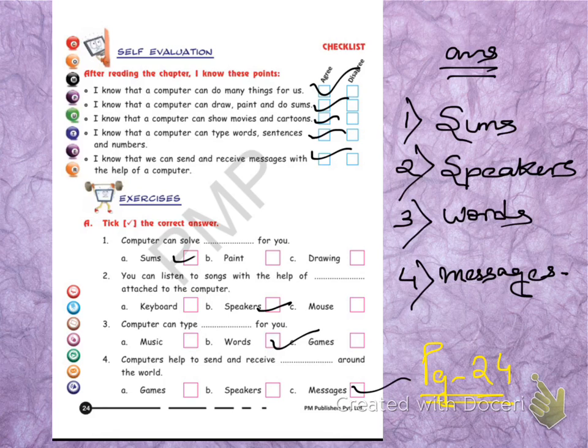So now, children, please come to tick the correct answer. Okay. We are going to solve tick the correct answers now. So which one we are solving now? Tick the correct answers. This is what we are going to solve now. Now, computer can solve dash for you. What computer can solve for you? Computer can solve sums for you. So what will the computer help you to solve? It will help you to solve sums. Okay. So computer helps you to solve sums.